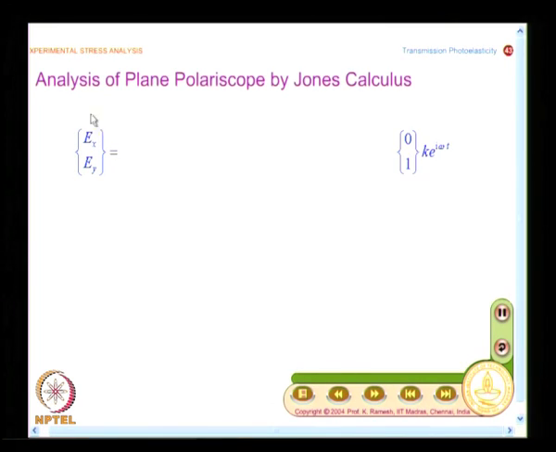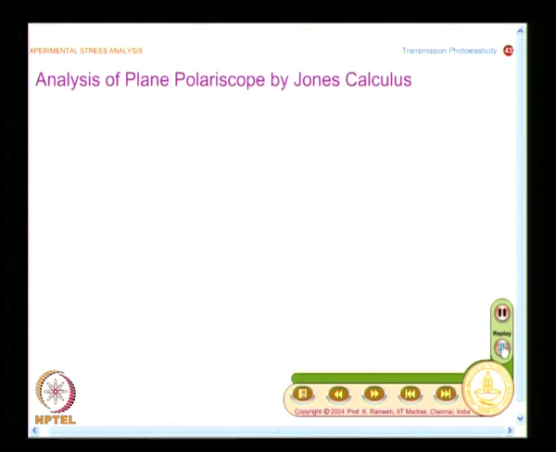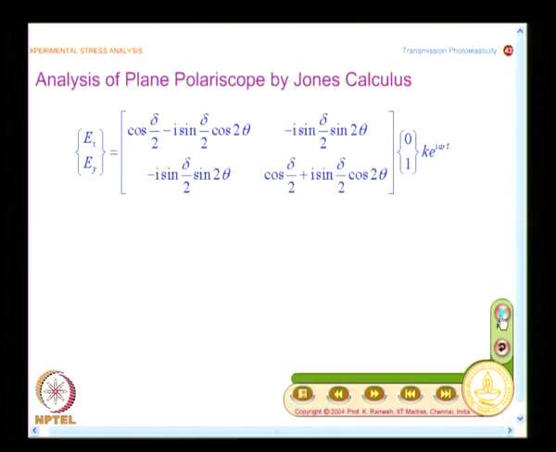So, we are going to do the analysis of a plane polariscope by Jones calculus, and I will repeat the animation. You will see here, my interest is to find out the light vector E x and E y, and I would also write this starting from the right. First I will say this is the light impinging on the model. So, I will put k e power i omega t first, then I look at what is the first optical element, and represent the optical element. The first optical element here is the polarizer, and we have already seen how to put a polarizer. I will simply put 0 and 1, and what is the next element?